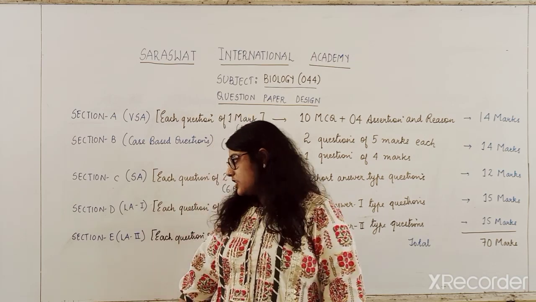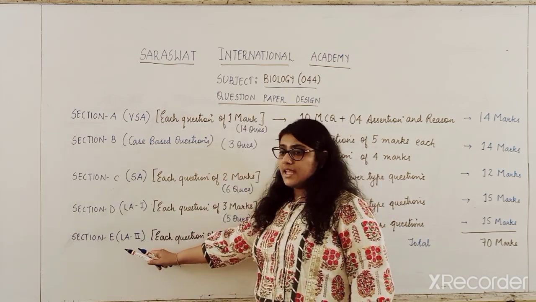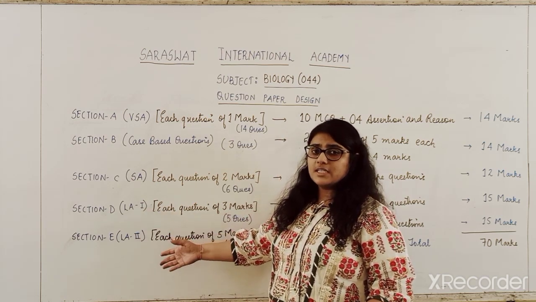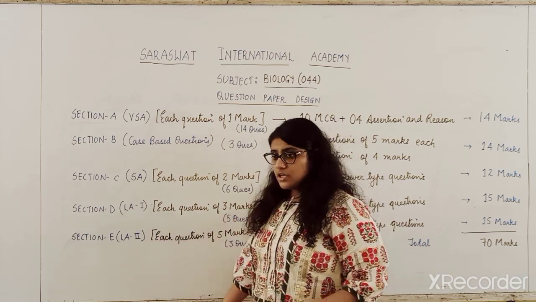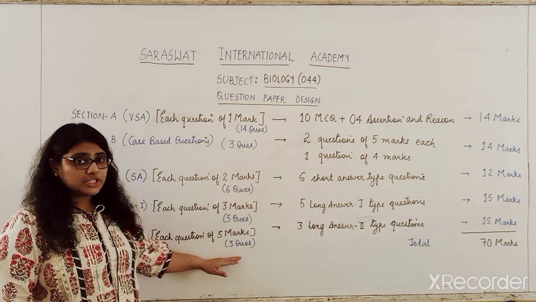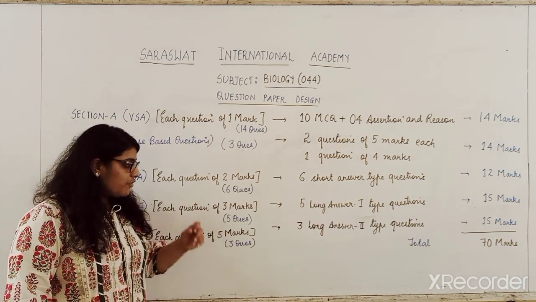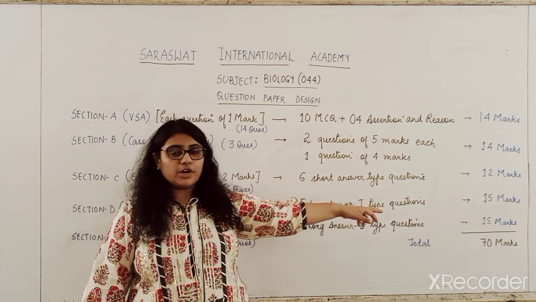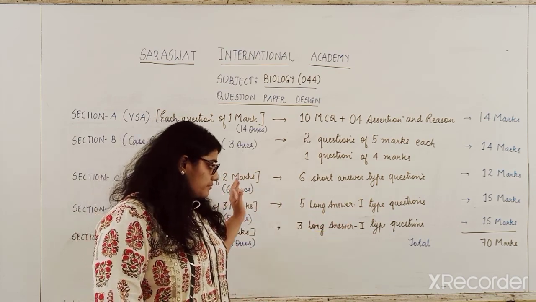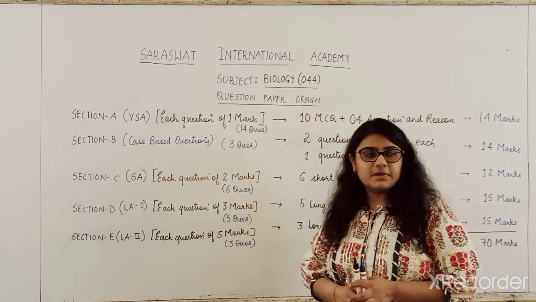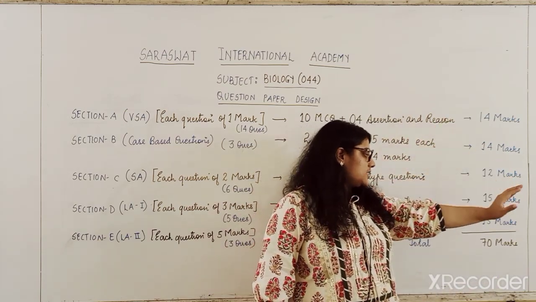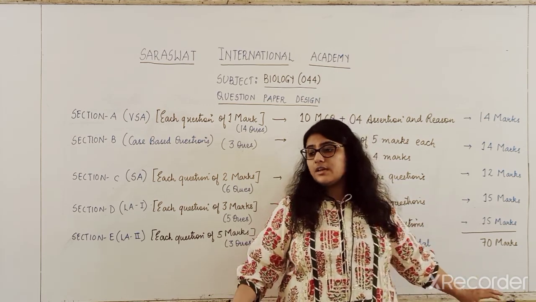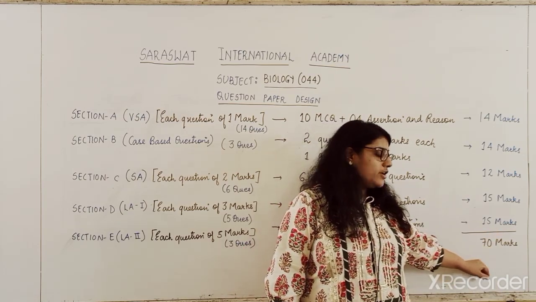And the last section is Section E. Again it is LA, long answer type questions 2, the second long answer type. Here there are 3 questions, and each question is of 5 marks. When we total the marks of Section A, Section B, Section C, Section D and Section E, we get 70 marks as the total. So your examination will be of 70 marks.